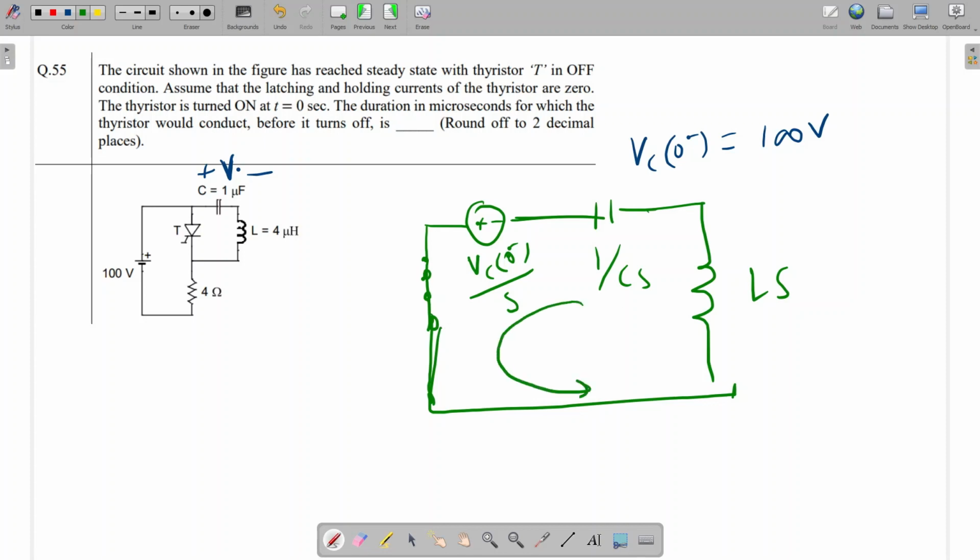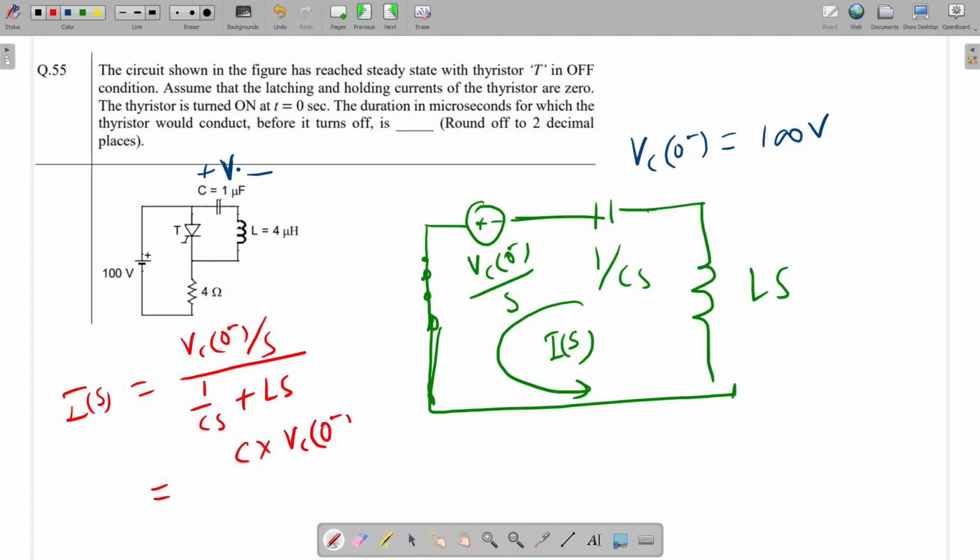What will be the value of current in this direction? This I am taking as I(s). So I(s) we can calculate as I(s) is equal to VC(0-)/s divided by (1/Cs + Ls). So this we can write as C into VC(0-) divided by (LCs square plus 1). Is it correct? Can anyone verify? Okay.